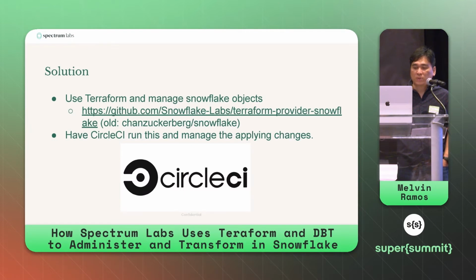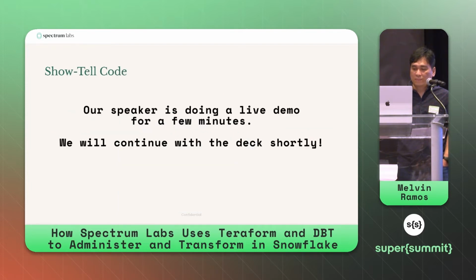For our solution, we are using the Terraform provider. The old one, the Chan Zuckerberg Snowflake provider, was the initiative before. It was renamed because it's getting used a lot now. And then we apply those changes via Circle CI. So let me show you what we have here.